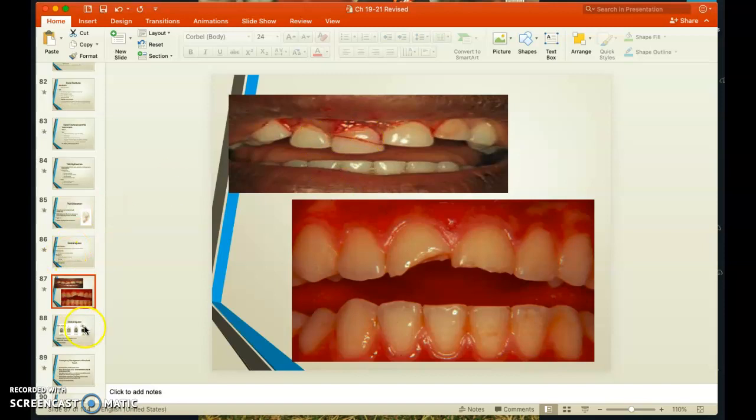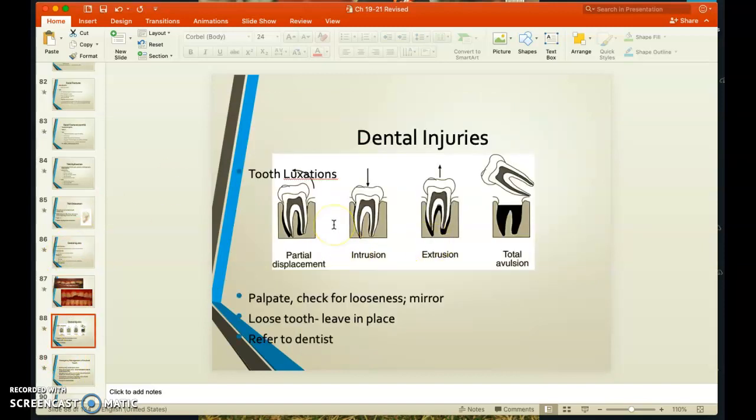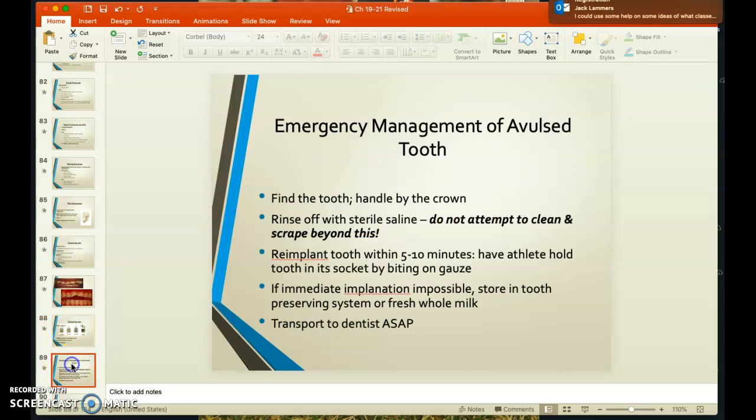Here you can see some specific fractures of the tooth, or the tooth actually pops out. If it's loose, leave it in place. If it actually does come out, if it does totally luxate, which is to become removed, try and find some saline, put it in a cup, store it in some Tupperware, but try and keep the tooth, get that clean. We don't want to scrub it, but we want to get them seen by the dentist as soon as possible.